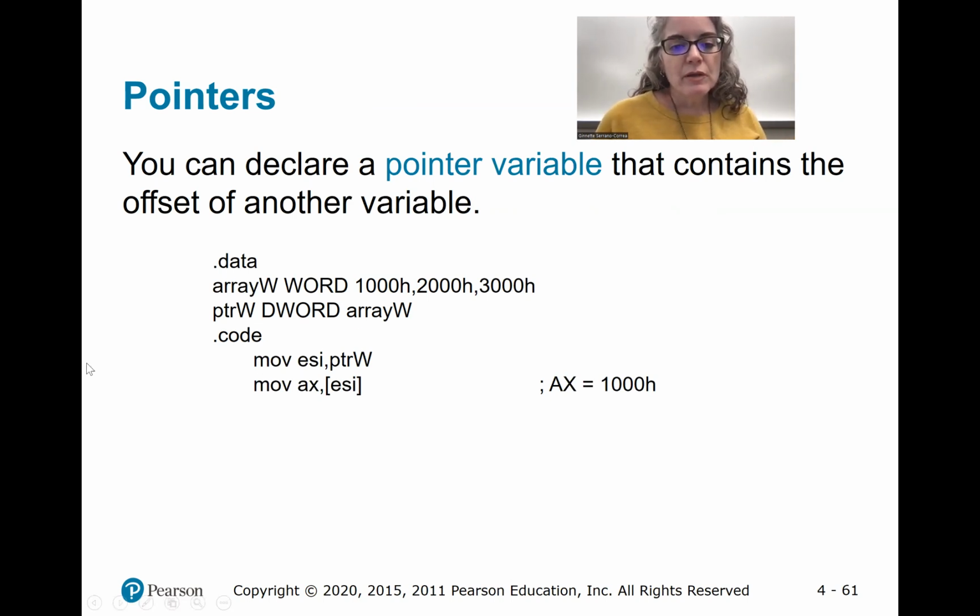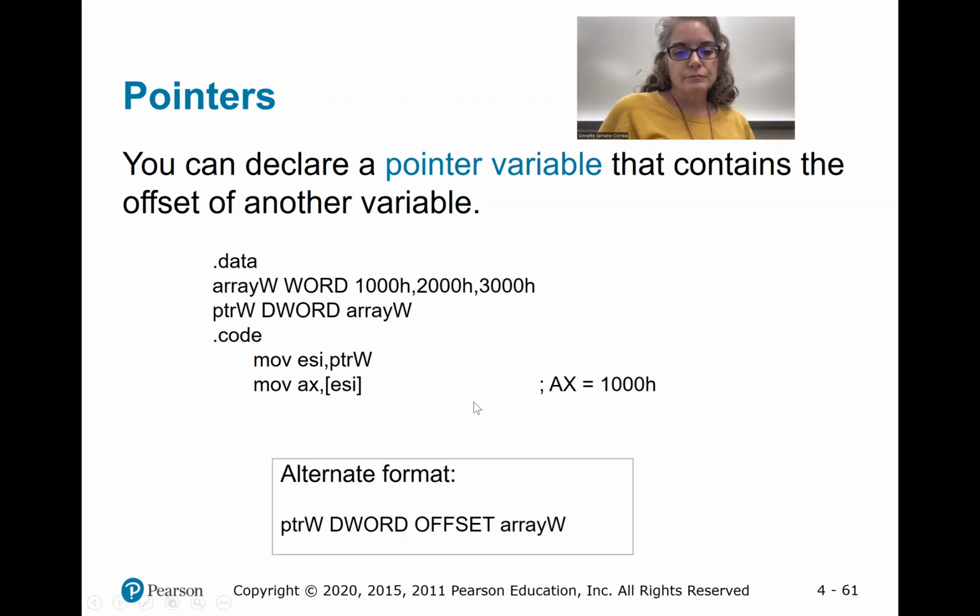In this example, we're moving pointer W to ESI. So ESI now holds a pointer to this array. And here we're dereferencing ESI, so it gives us the 1000. ESI points to the 1000. Pointer W points to the 1000. Array W points to 1000. So just another way of doing it. Here's an alternate format they're giving you, where you could say pointer W, double word, offset. You can add the word offset right here, array W.